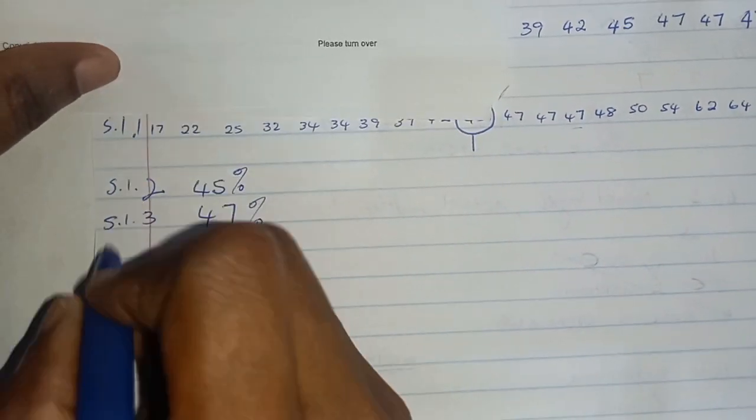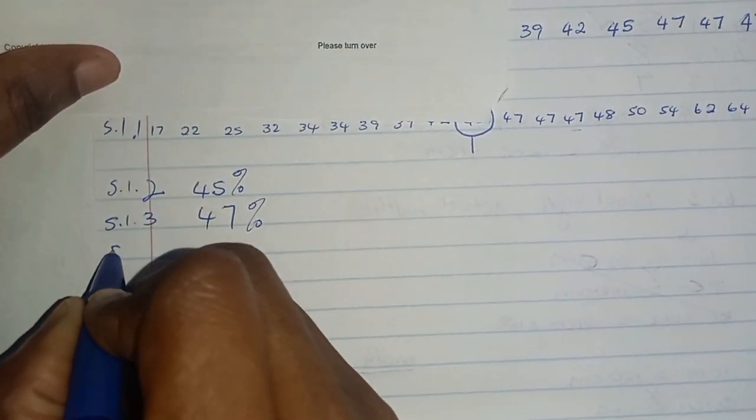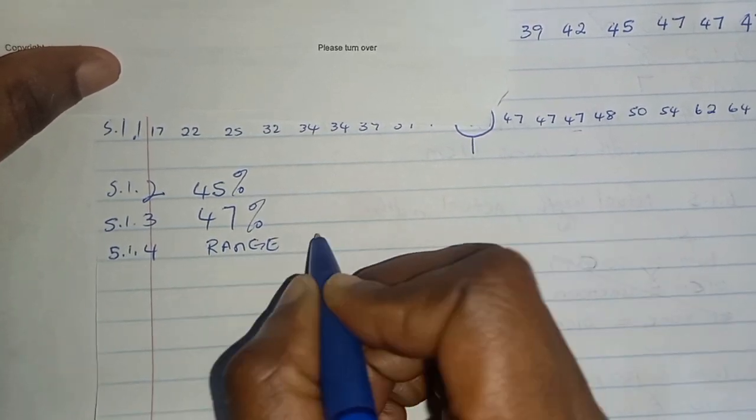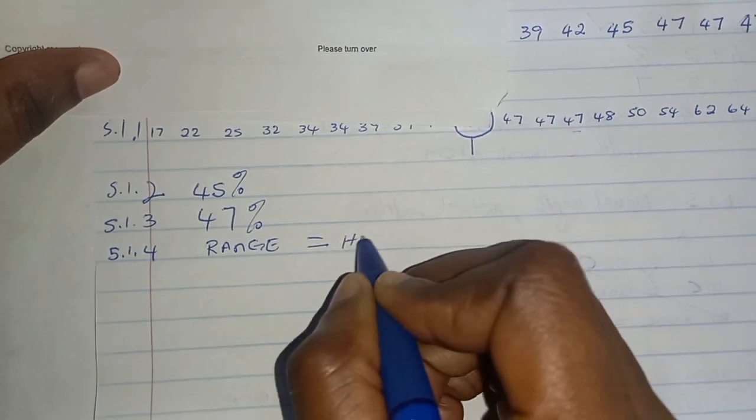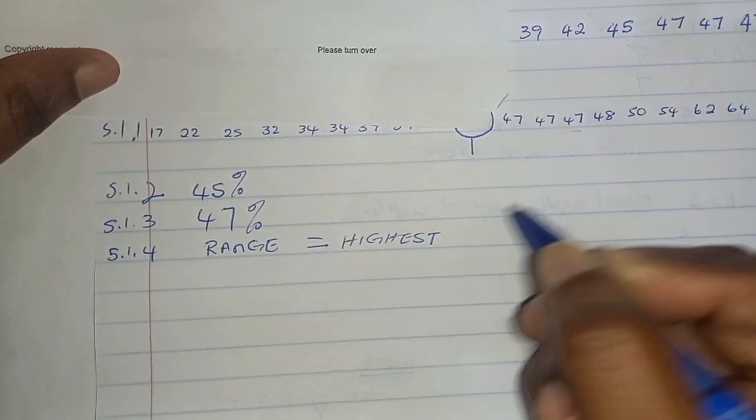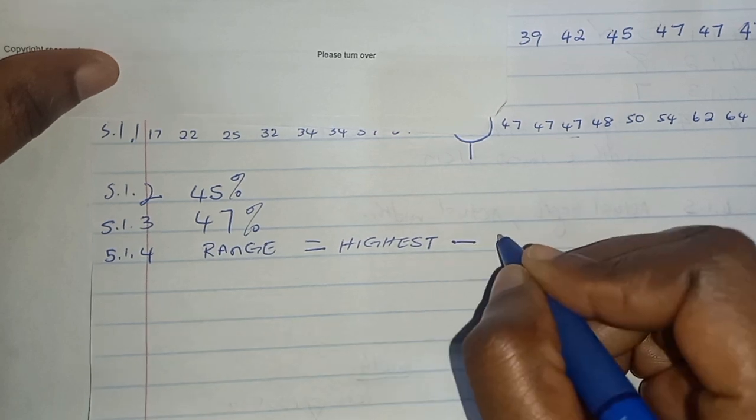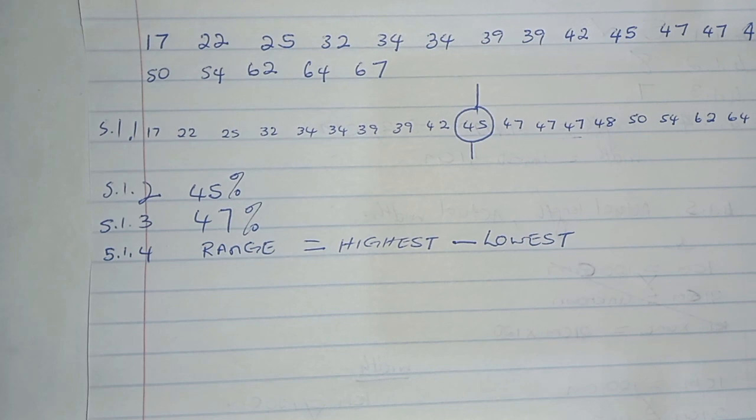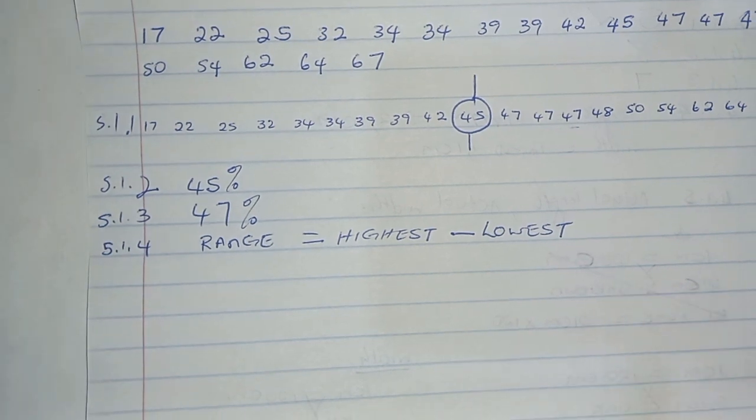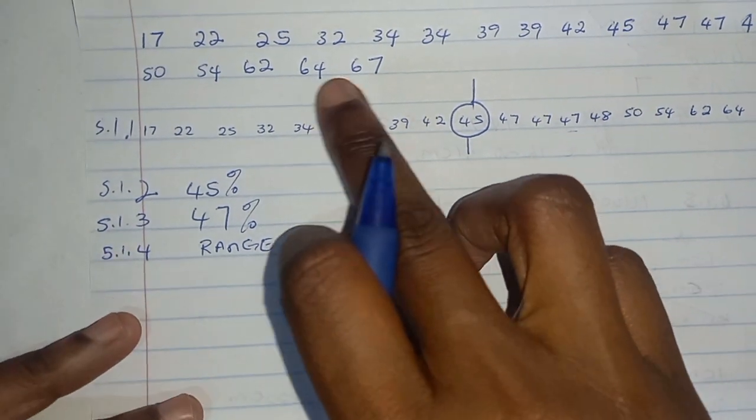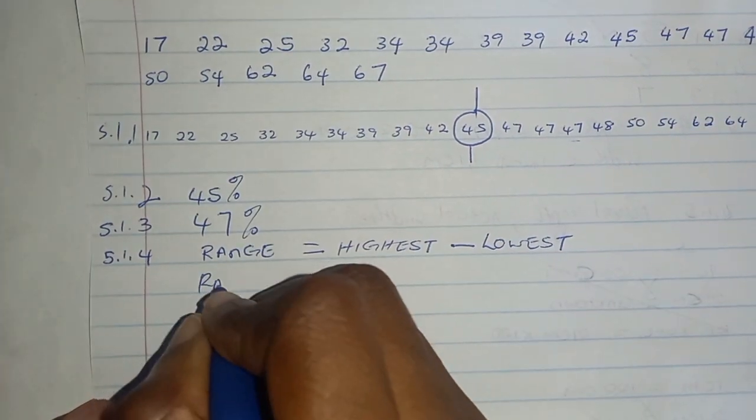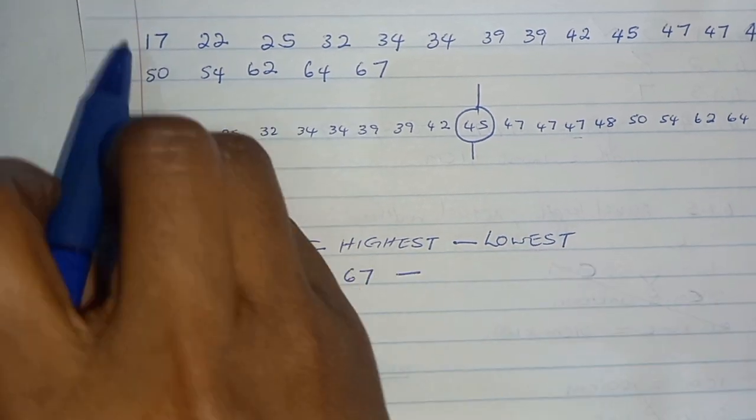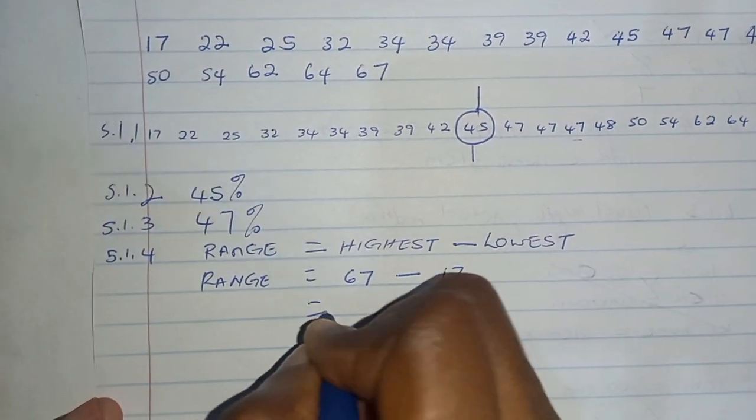So let's go ahead and show them that we can find this 50% by saying range, say it with me, is equal to highest, whether you say value or data, it's up to you, minus lowest. Highest percentage minus lowest percentage. So what is the highest percentage here? The highest learner got 67%. So our range is equal to 67 minus 17.